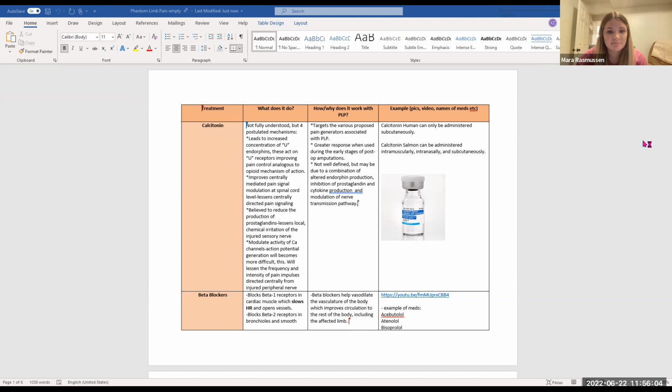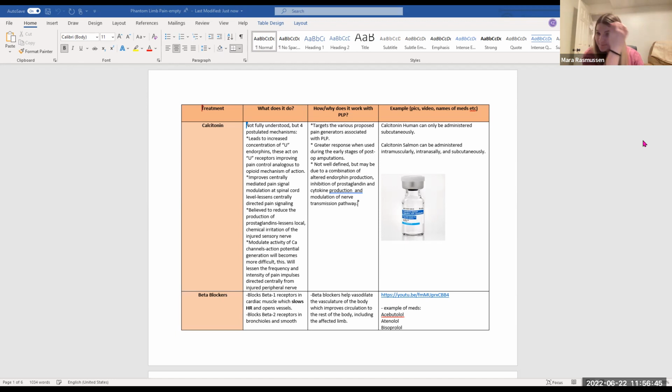And then how it works with phantom limb pain. Again, it was kind of hard to find anything, but it targets the pain generators that are associated with phantom limb pain. If you use it earlier on, it has a better response. It could be with the endorphins and the prostaglandins to kind of lessen that pain. And then medications can be given sub-Q or intranasally, I think is the more common way, or IM. Sorry, we couldn't find a whole lot on this one.